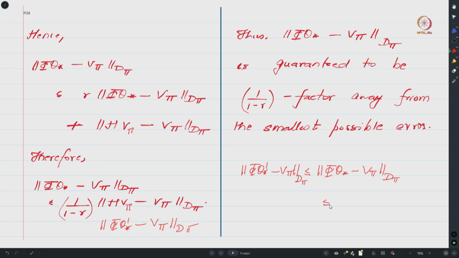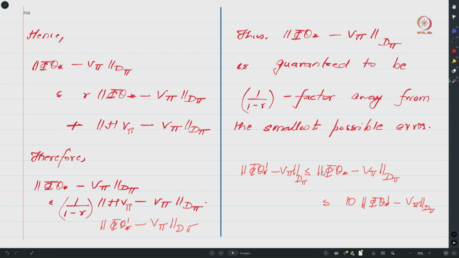This will be less than 1 over 1 minus gamma, where if you substitute gamma equals 0.9, you will end up with 10 times phi theta star prime minus v pi under the d pi norm. So this distance is the smallest distance that we can get, and theta star is a potential place to which your TD0 algorithm will converge. I say potential because we have not yet established that.